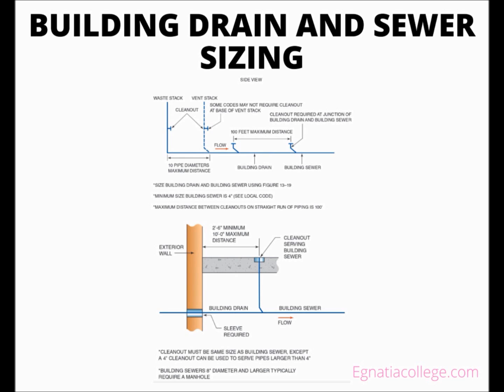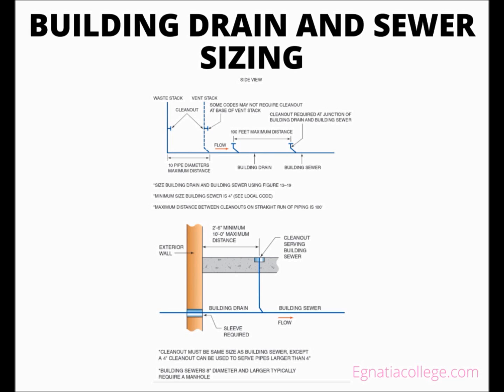A vent stack that is connected to a building drain must be installed in the vertical position. If the building drain is located underground, most codes dictate that it must be at least 2 inches in diameter, even though the IPC chart lists smaller sizes. The smaller sizes are typically relevant only when the building drain is installed above ground.